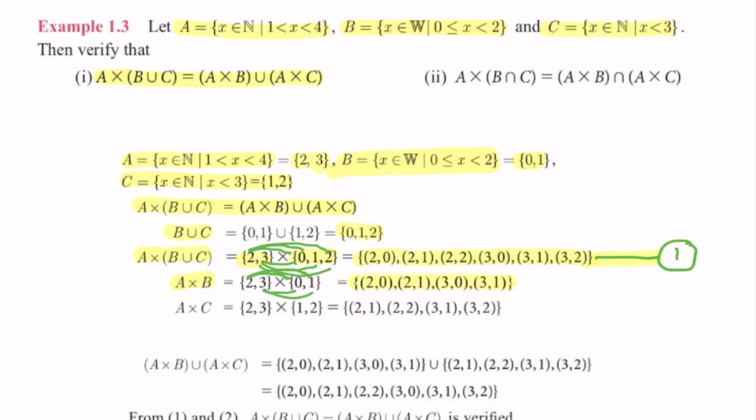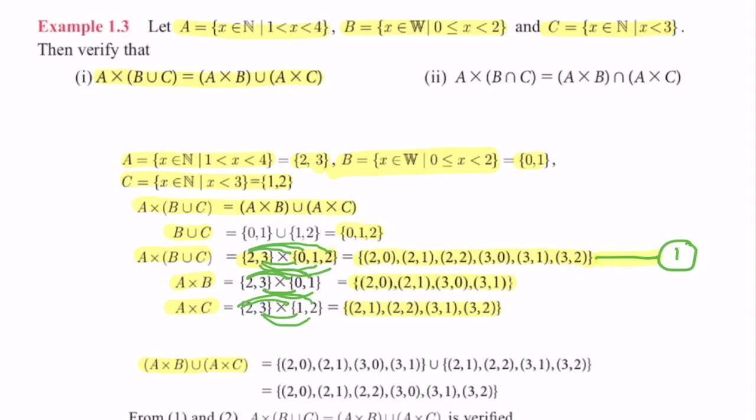Now let us find A cross C. A cross C is equal to the cross product between the set with elements 2, 3 and the set with elements 1, 2. So now we have to find the ordered pairs between these two sets. So it is (2,1), (2,2), (3,1) and (3,2). Now let us go and find A cross B union A cross C. So what is your A cross B?